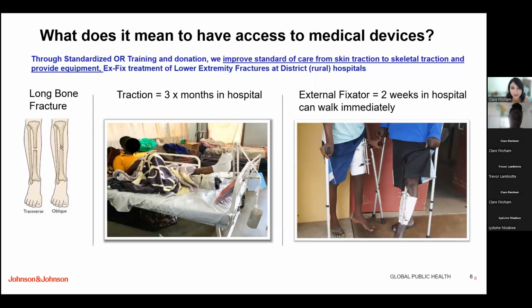So what does it mean to have access to these medical devices in a hospital? When we started, we improved the standard care, which was actually skin and skeletal traction, by providing equipment to the surgeons to do surgery. So in simple terms, where a patient was lying in bed for 3 months for a fractured bone to heal, he can now walk out of hospital within 2 weeks.